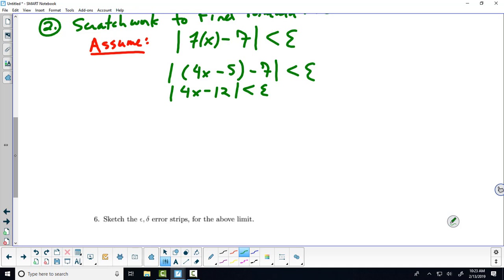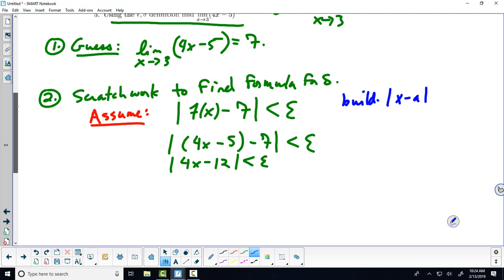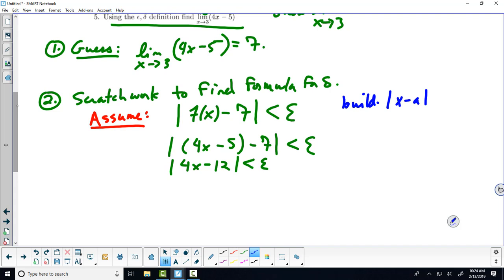I am trying to build the expression. Let me write it up here. I'm trying to build the expression x minus a. What's our a value in this problem? Careful. A is the limit value, the thing we're approaching. What is x approaching? X is approaching 3. We're trying to prove that f of x is approaching 7. Okay? I'm going to try to write this as x minus 3 somehow.